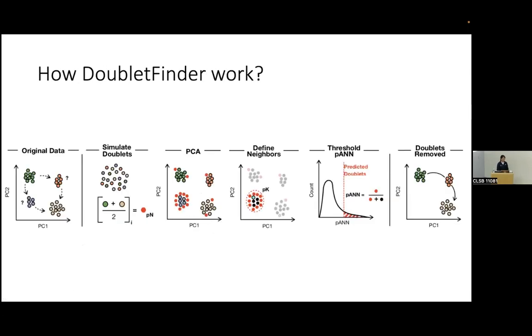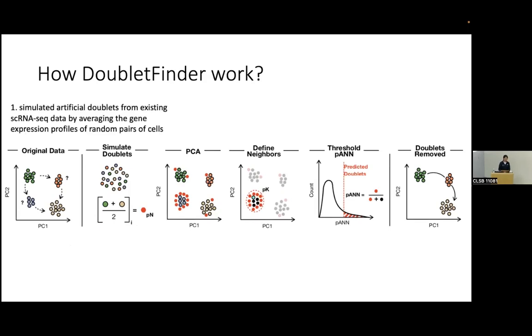And here is how doublet finder works. The first step is to simulate artificial doublets from existing single cell RNA-seq data, because originally we are agnostic about that. We do that by averaging the gene expression profiles of random pairs of cells. And then we merge and pre-process the real and artificial data from the simulation.